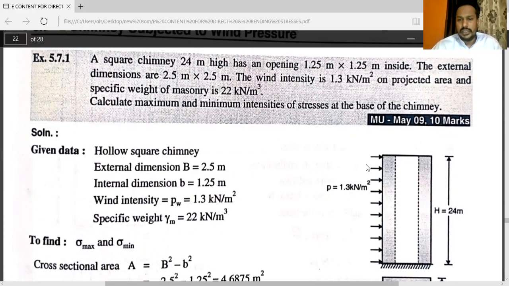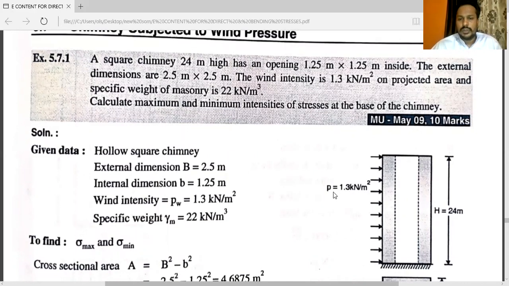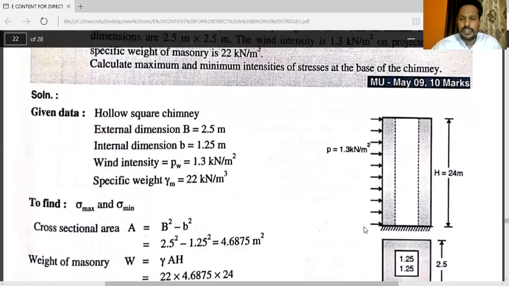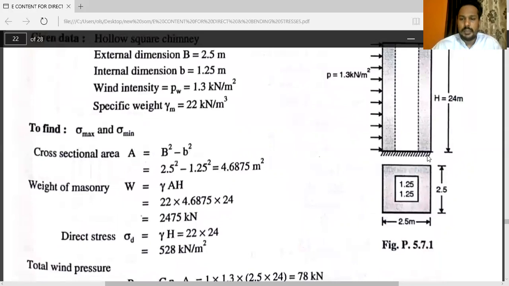The intensity of wind is given, that is P is equal to 1.3 kilonewton per meter square on the projected area, and the specific weight of masonry is 22 kilonewton per meter cube. You have to calculate maximum and minimum intensities of stresses at the base of chimney. You can see here the height is given, dimensions are given, opening dimensions are given.